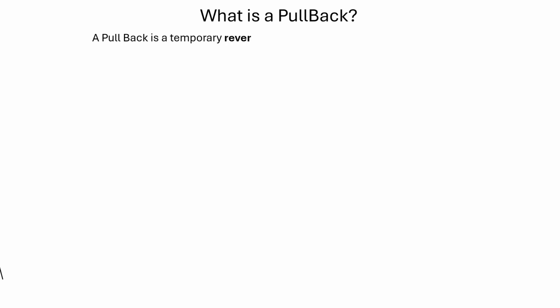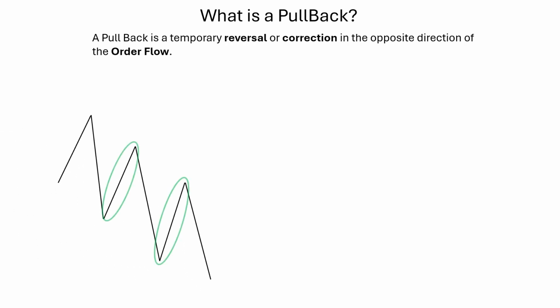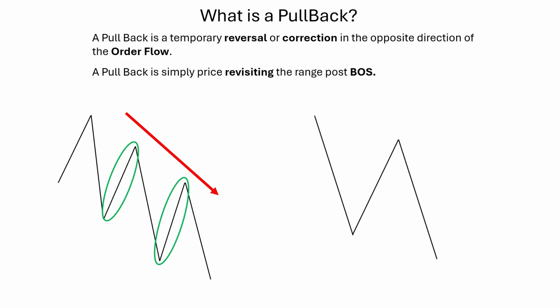So what is a pullback? A pullback is a temporary reversal or correction in the opposite direction of the order flow. A pullback is simply revisiting the range post breakup structure.